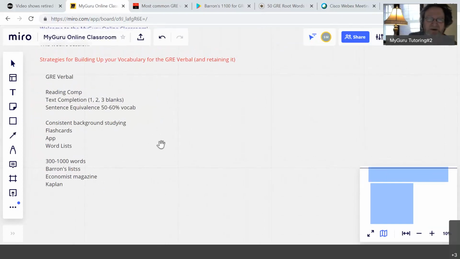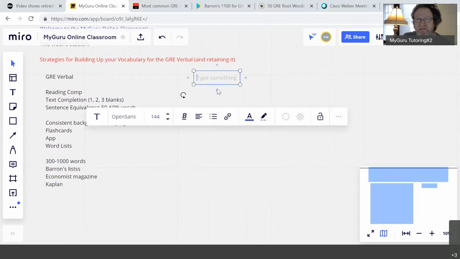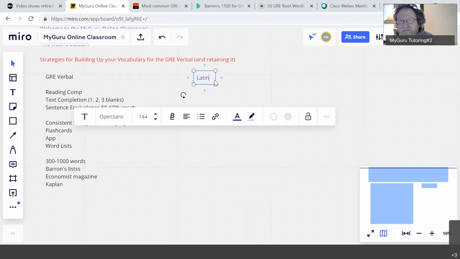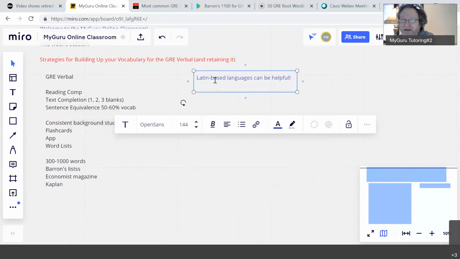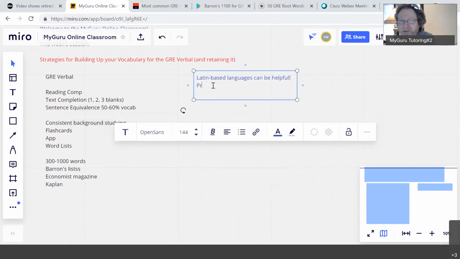Okay. Talking about the Latin languages, they can be helpful. Why? Well, you've got prefixes, you've got suffixes, and you've got word roots. And you'll find that you don't have to be fluent, but even if you have some background, even high school level in French, Spanish, Italian, something like that, those can definitely be helpful.